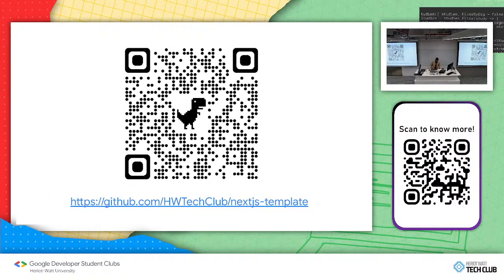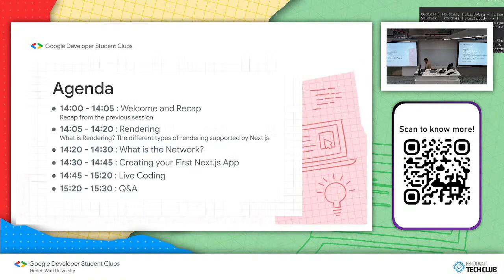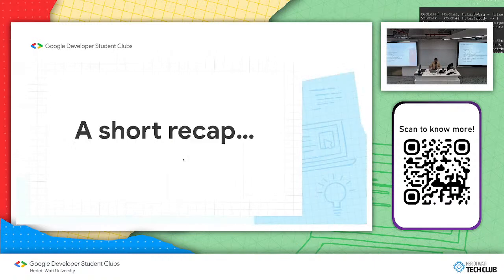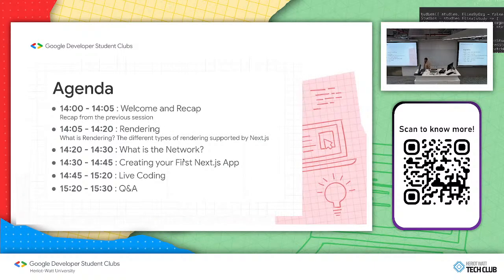So the agenda for today: we start off with a welcome. We move on to recapping, a basic refresher on what we did in the last session. Then we move on to a new concept called rendering. What is rendering relative to Next.js and React.js? Then we cover what is the network, how can you deploy your Next.js app after it's done, how can you share it with the world. You can deploy it on a server or on the network. Then we move on to creating your first Next.js app.